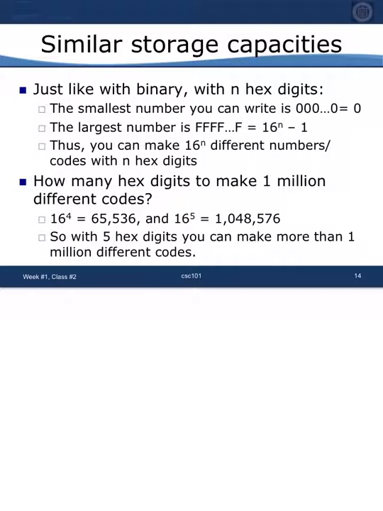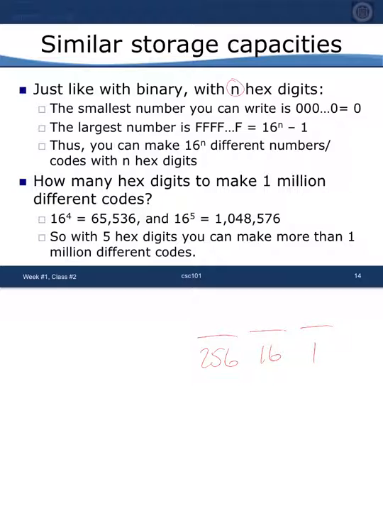Okay, and I'll just make a comment. If you're trying to think about storage capacity, remember with binary, it was all about the powers of 2. If you had n bits, you could do 2 to the n different combinations. So how about with hex? Well, with hex, everything is the same. It's just 16 replaces 2, since it's base 16. So if you have n hex digits, so n spaces, I'll just write down a few of them here.